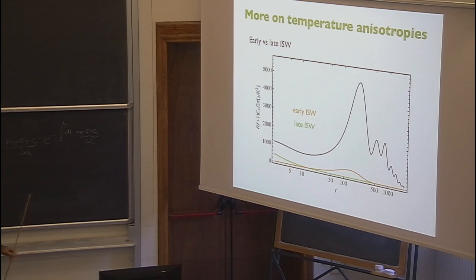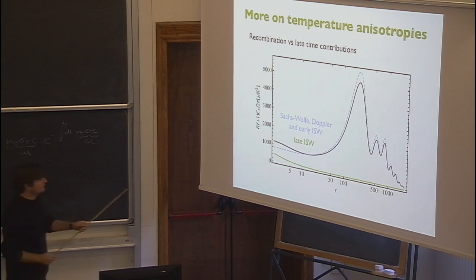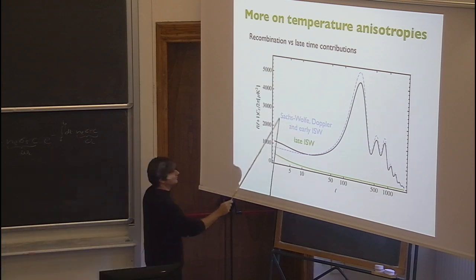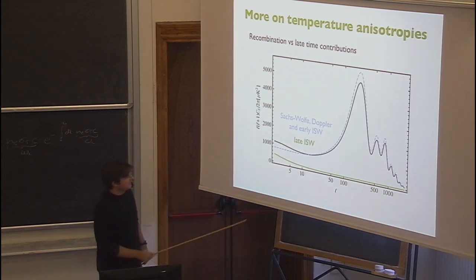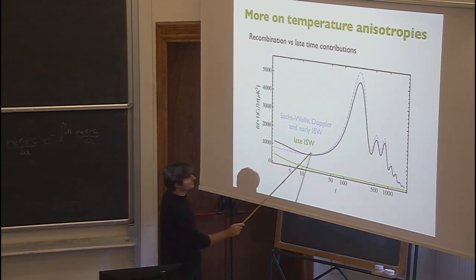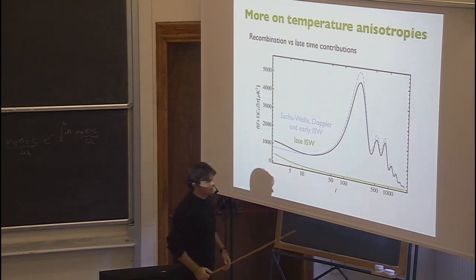So if you look at the angular power spectra, now you hopefully have an idea really what goes in. So there's the Doppler contribution, the Sachs-Wolfe contribution, and then the early ISW and the late ISW. So this is what they all look like. And this is when you add them all up, all the early contributions from around the time of last scattering and the late contribution. So most of the spectrum is really generated at the last scattering surface.